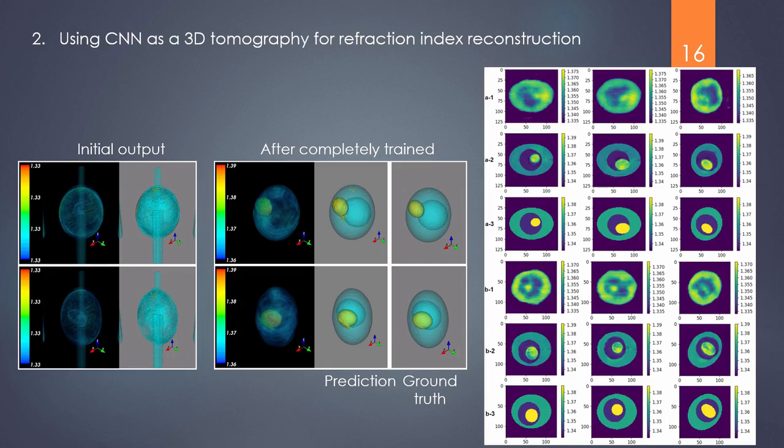And this is the 2D rendering for the first epoch, which is the beginning of the training. After training, I can reconstruct the internal structure of the sample, and even the refractive index is quite close to the ground truth.